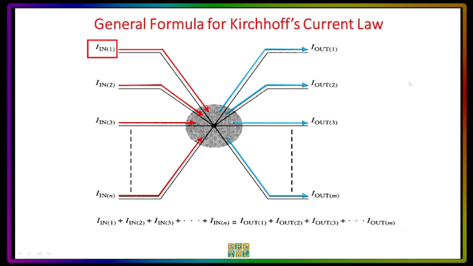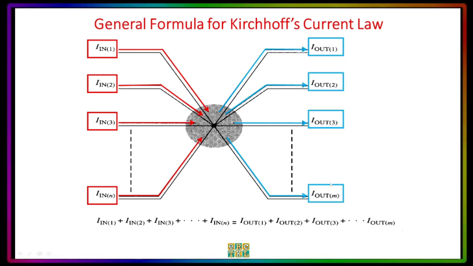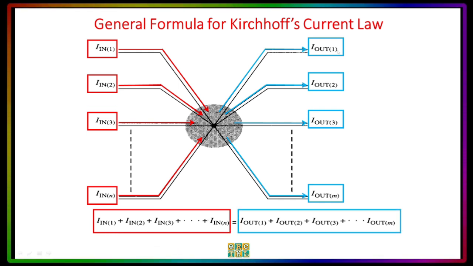Now, this is the general formula for Kirchhoff's current law. If you have current input 1, input 2, input 3, and input 4, and so on, up to, let's say, current input letter N, and we have current output 1, I out 2, I out 3, and I out 4, and so on up to I out M, then going to this node or junction, we can say that the sum of I in 1 up to I in N equals the sum of I out 1 plus I out 2 up to I out M.